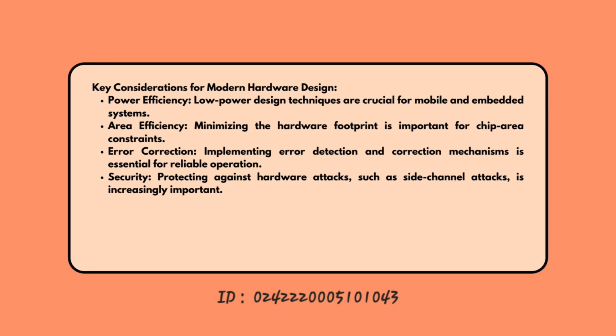Power efficiency. Low power design techniques are crucial for mobile and embedded systems. Area efficiency. Minimizing the hardware footprint is important for chip area constraints. Error correction. Implementing error detection and correction mechanisms is essential for reliable operation. Security. Protecting against hardware attacks such as side channel attacks is incredibly important.